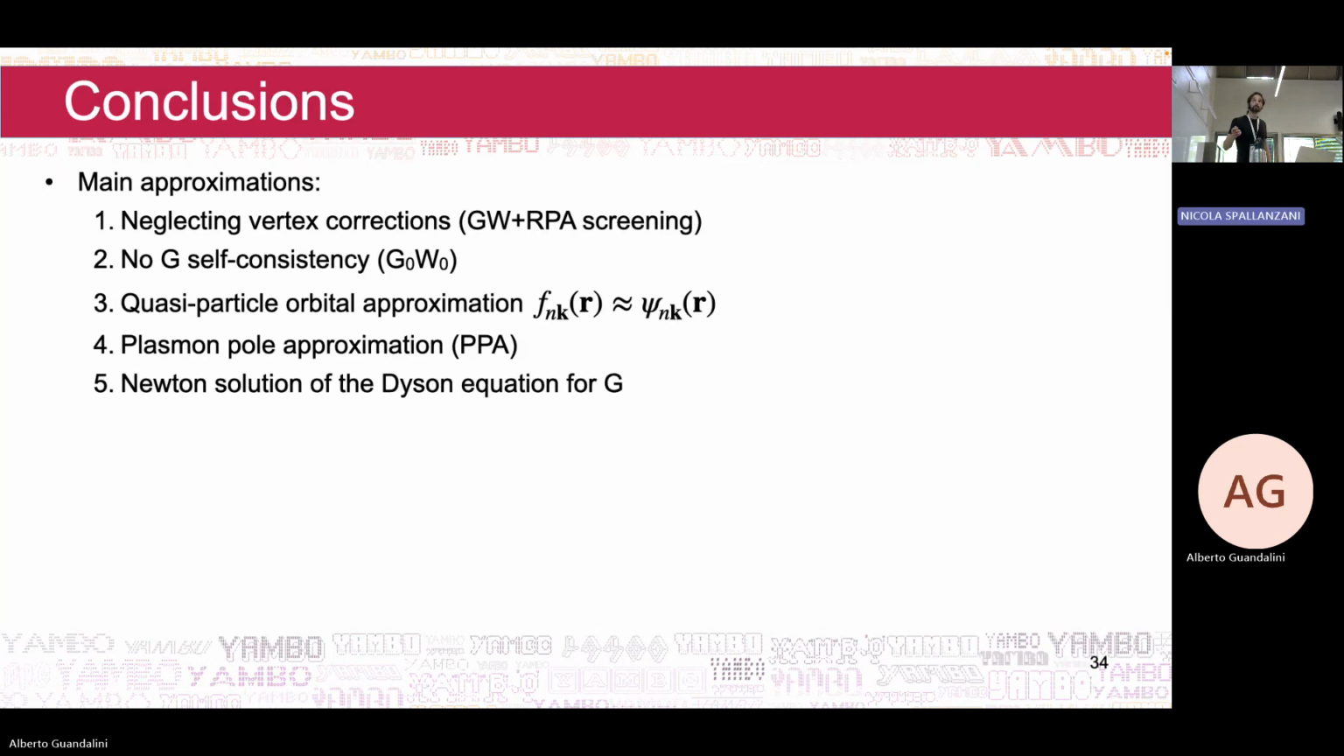So just to recap, we have seen the main approximations that are used in a G0W0 calculation. That is, first of all, the neglecting of vertex corrections. This brings us to the GW self-energy and RPA screening. We are not doing the self-consistency cycle of Hedin's equations. This corresponds to the G0W0.